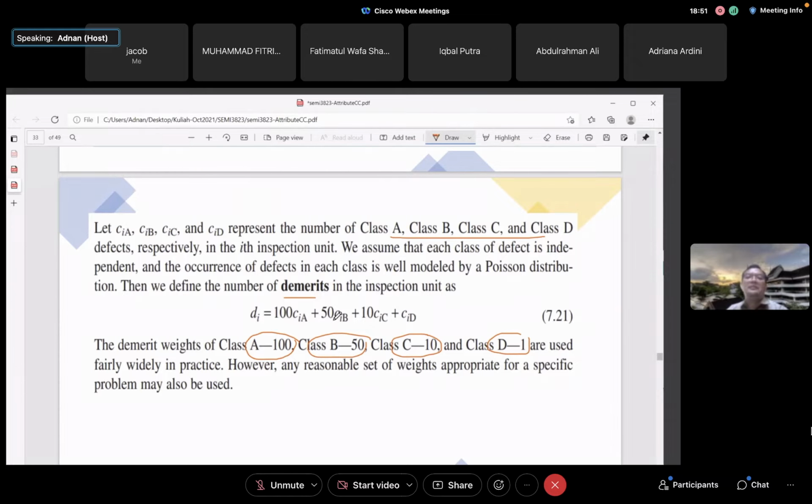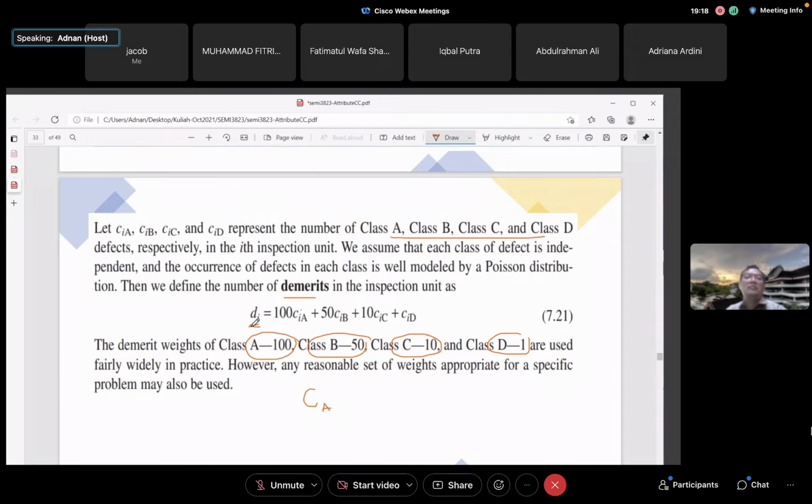Basically, this is a number lah. C is the number of defects. Sorry, C is number of defects. Okay, kita ada C, number of defects yang kategori A.